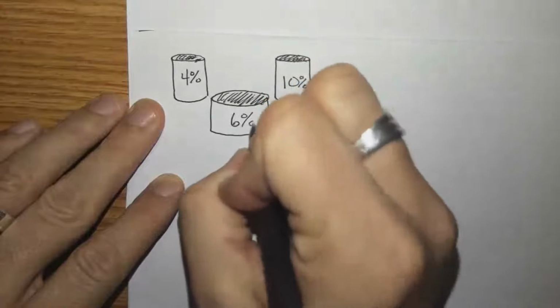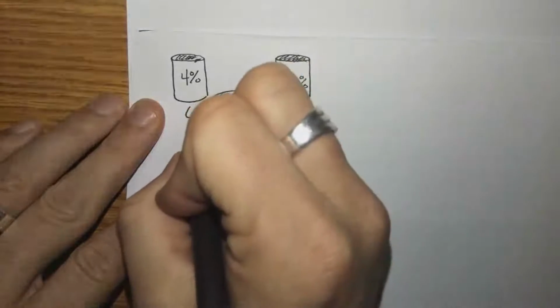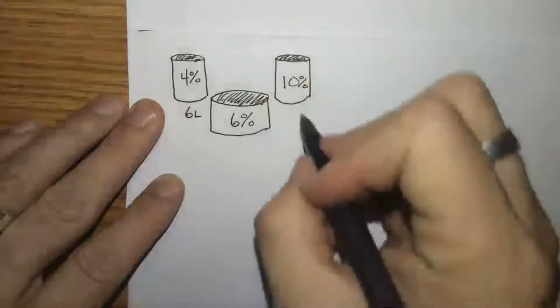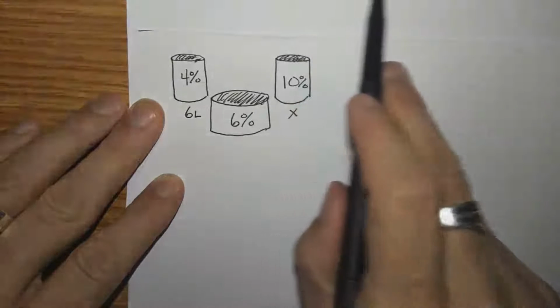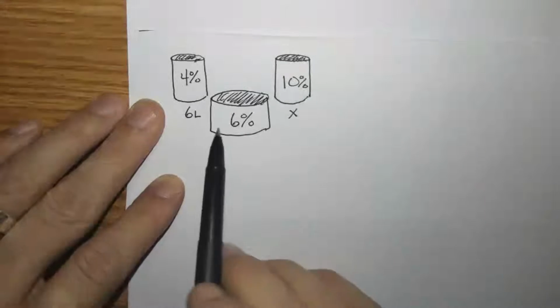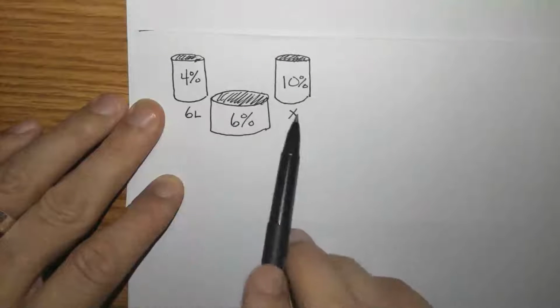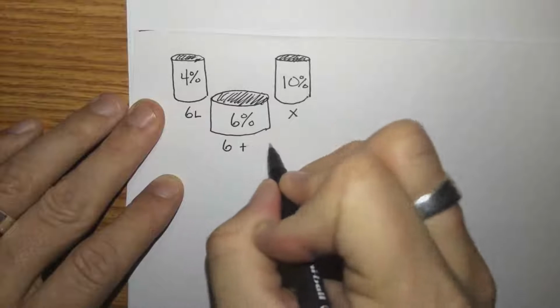Now, in this 4%, it says there's 6 liters. And now it doesn't say what's in the 10%. Let's ask what it's asking. How many liters of 10% are needed to get to this 6%? Now, since we've got 6 liters here and we don't know what this is, when we add those together, it's just going to be 6 plus x.